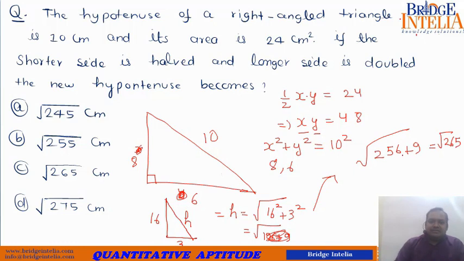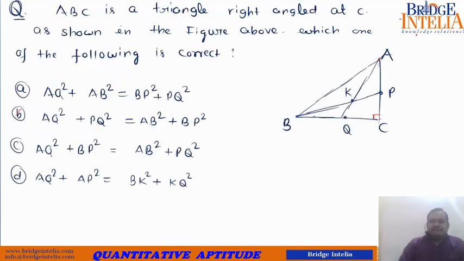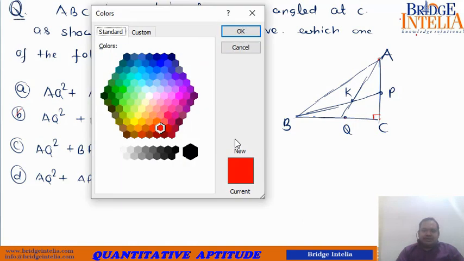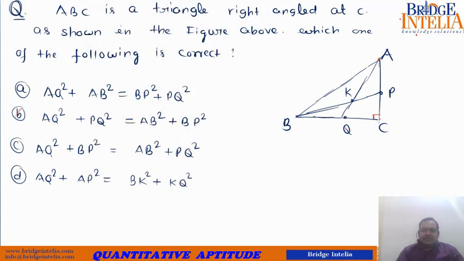So this is the correct answer. Now let's have a look at this one. ABC is a triangle right angled at C as shown in the figure. So which one of the following is correct? The other thing that you need to take care of is the fact that this angle is 90 degrees.